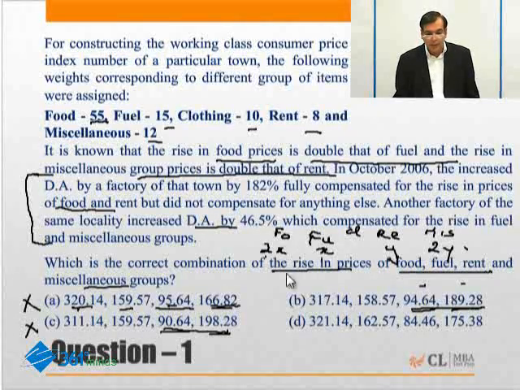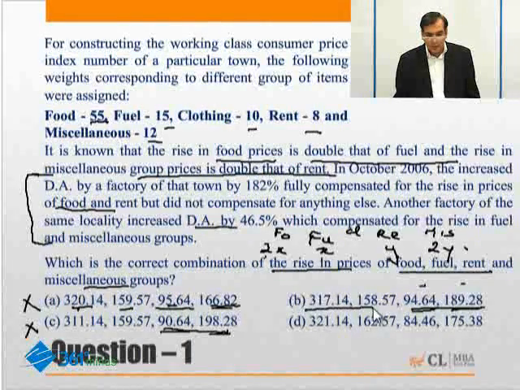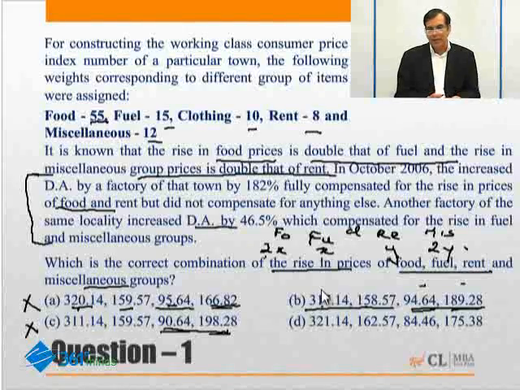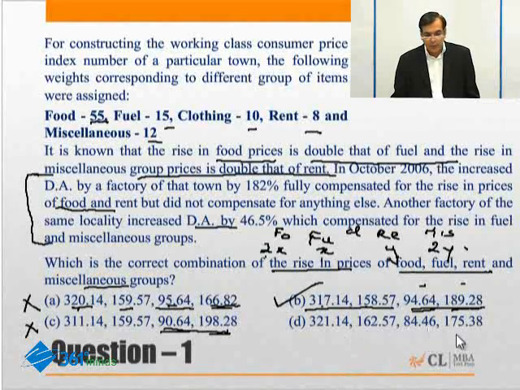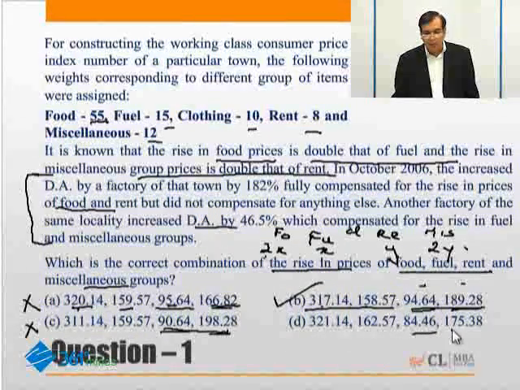Let us check for the other item also. This one, 158.57 and 317.14. If I double 158, 158 into 2 is 300 plus 16, so 316, plus 57 into 2, 57 into 2 is 114, so 1.14. This tallies. So most probably this is the answer, but let's check out the last one also. 84.46 is not half of 175, so even this is wrong.